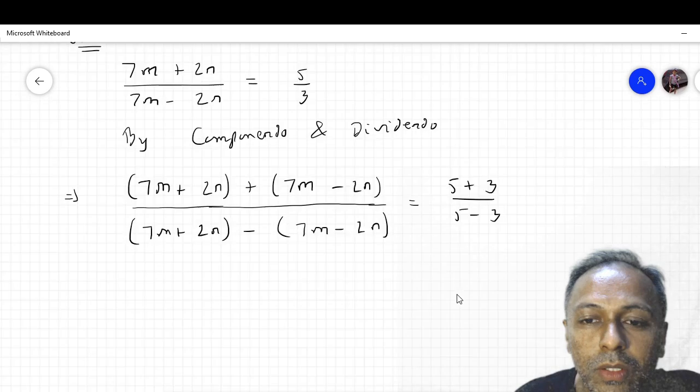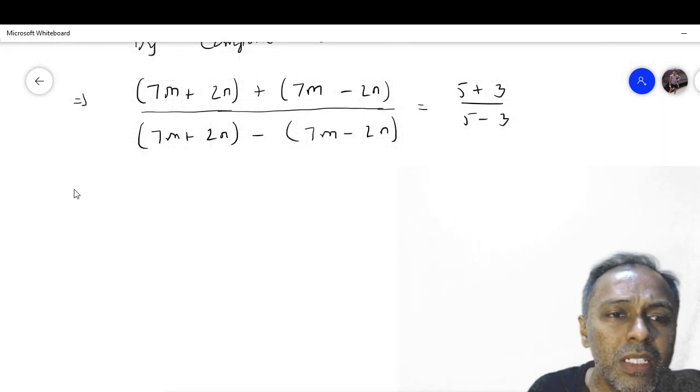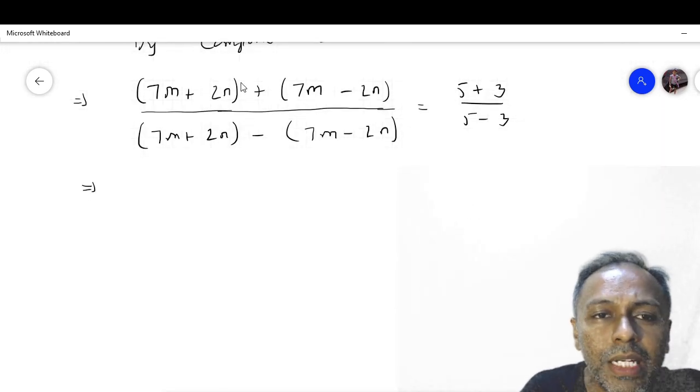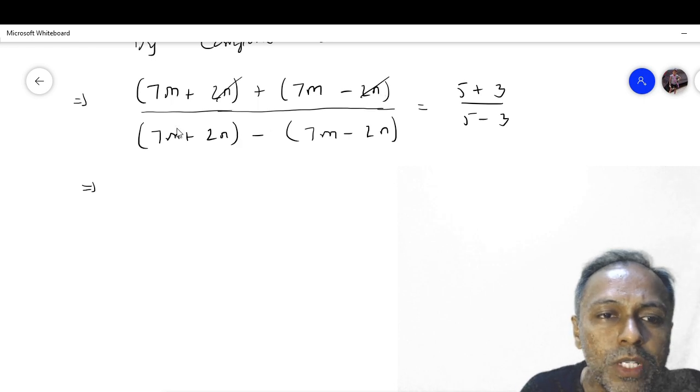Again, start from 5, don't forget that. Let us simplify this. We can cancel out 2n by oral observation. 7m will get cancelled out.